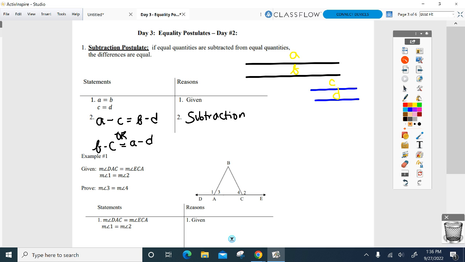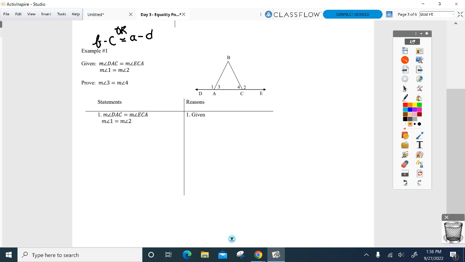So look at the first example here. Look at my givens. DAC, everyone, that angle? Can somebody go back to unit 1? What type of angle is DAC? Straight angle. Don't say supplementary. That's got to be 2 angles. This is only 1. DAC is straight. ECE is also a straight angle. So that makes sense that they're equal.